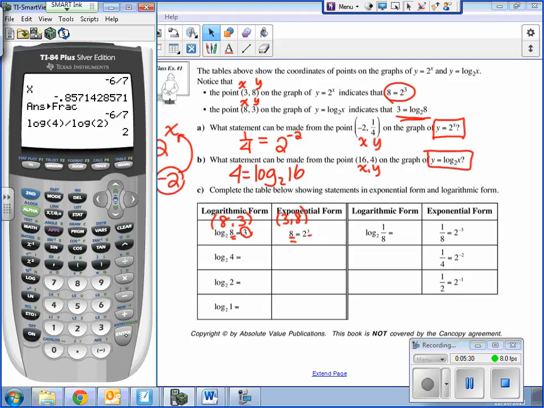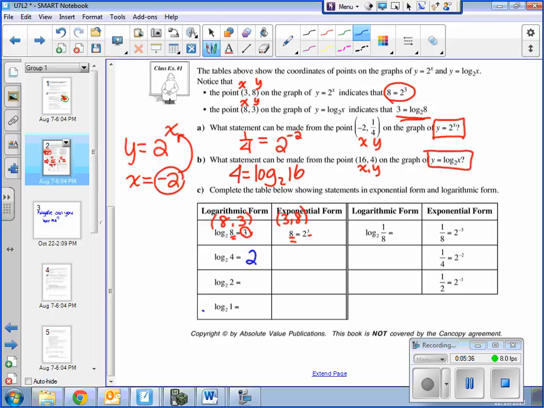Press enter and it'll give us 2. Does everyone get 2? So let's put this in exponential form. Our argument for our log is our y value. So our argument for this one is what? 4.